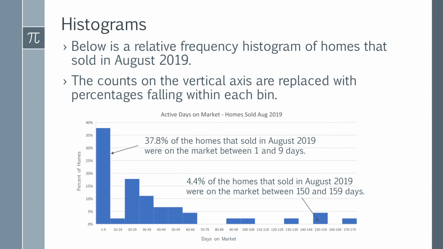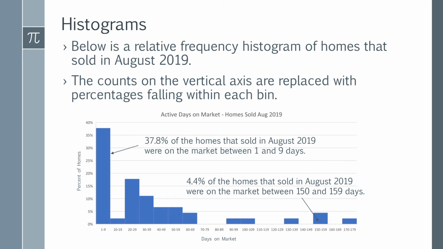Now this histogram is a relative frequency histogram of the homes that sold in August of 2019. It's the same data that we looked at. We're not representing it as counts, we're representing it as a percentage. So the counts on the vertical axis are replaced with percentages falling within each bin. If we look at this histogram, we can see that 37.8% of the homes that sold in August of 2019 were on the market between 1 and 9 days.